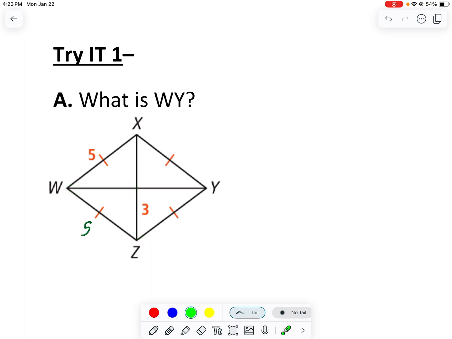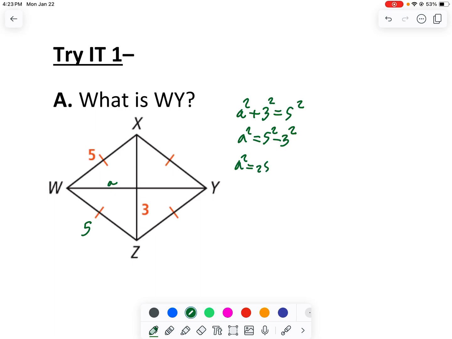And in order to do that, we would use the Pythagorean theorem. A squared plus 3 squared is equal to 5 squared. And here's our A. All right, solve for A, and we end up with A squared is equal to 5 squared minus 3 squared. And A squared is equal to 25 minus 9, which is equal to 16. So A squared is equal to 16. A is equal to 4 because it's a distance. So we know that A is 4 using the Pythagorean theorem.